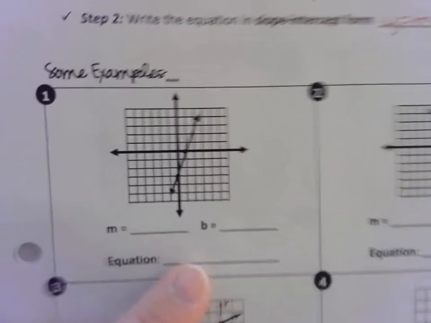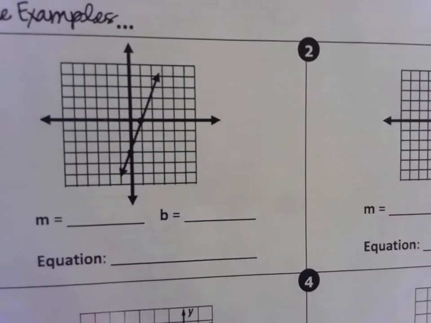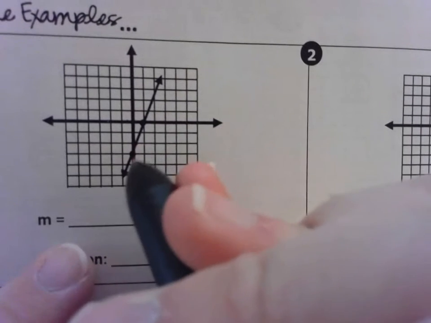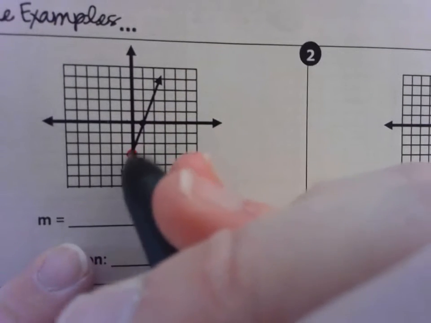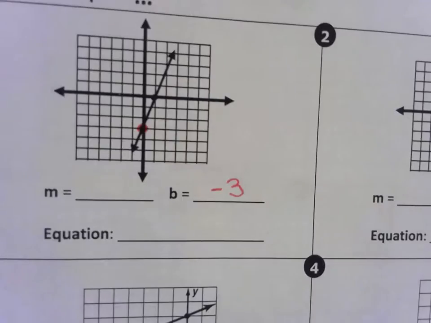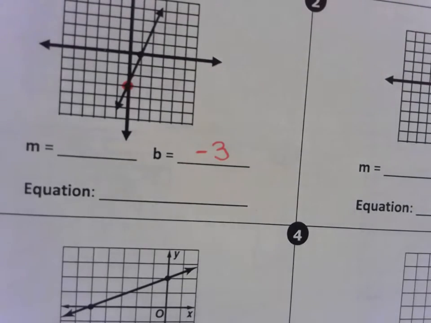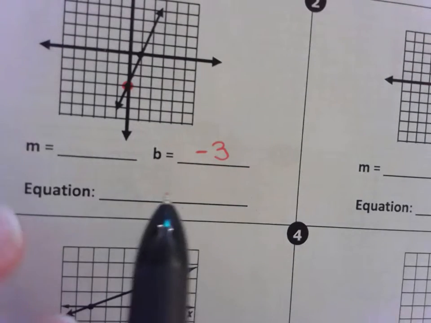As I look at number 1, what is the y-intercept? Remember, that is the point where it crosses the y-axis. Where does this cross the y-axis? Negative 3, right there. So that is my b value, my y-intercept. Don't make it harder than it is. Now my slope.